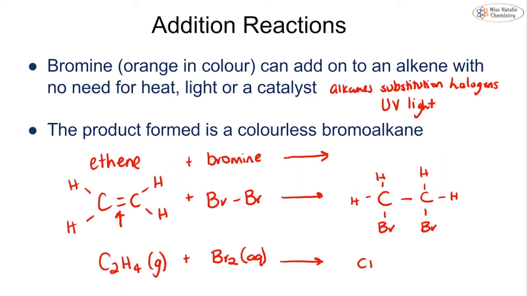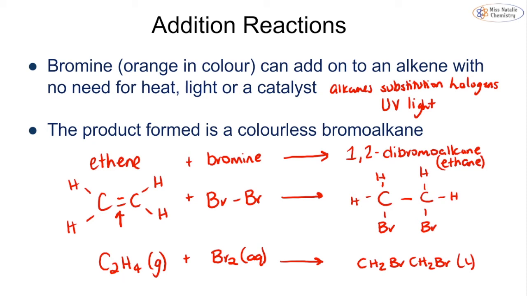And so this then becomes CH2Br, CH2Br. And this is a liquid, and we call this 1,2-dibromoalkane. Or if we want to be even more specific, it's 1,2-dibromoethane. And the ethane tells us we have 2 carbons, and the 1,2-dibromo tells us I have 2 bromine atoms, and one is connected to carbon number 1 and one is connected to carbon number 2.